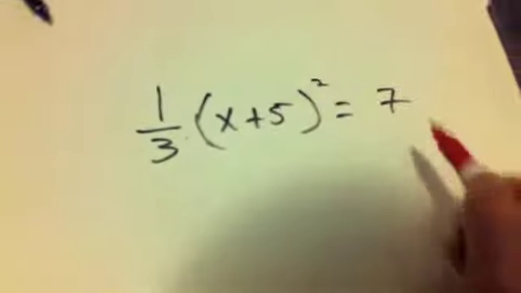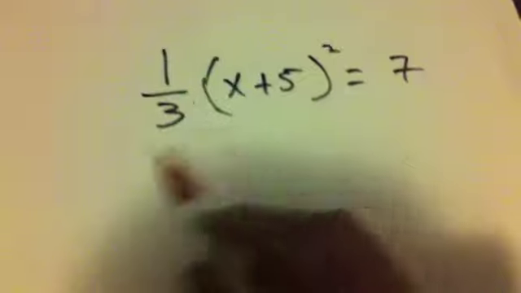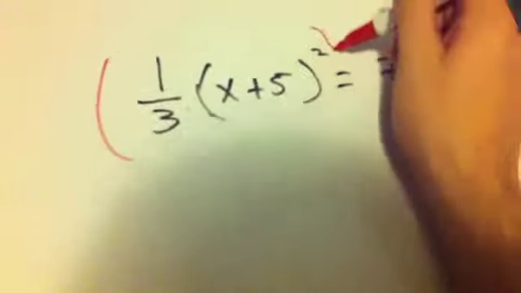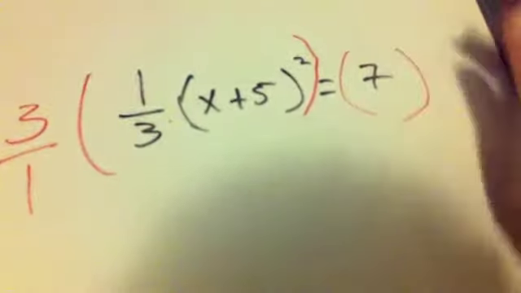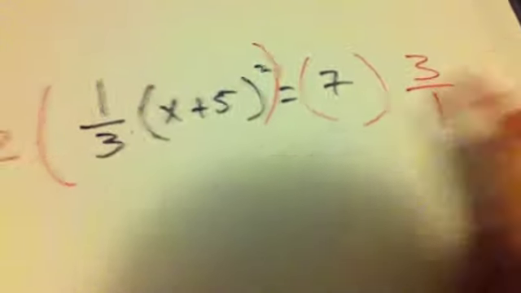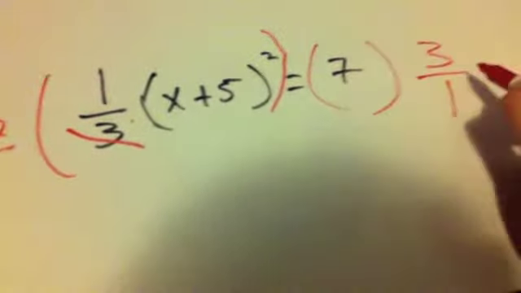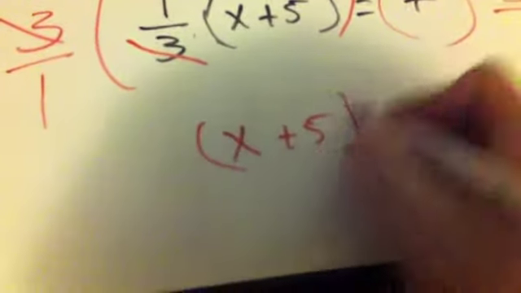So the first thing I like to do is get rid of fractions. If you like dealing with a fraction and want to go the long route, you may. But make your job easy. If I multiply this by 3 over 1, and multiply this by 3 over 1, this cancels with that, and this just gets multiplied. So I get the quantity x plus 5, squared, equals 3 times 7, which is 21.